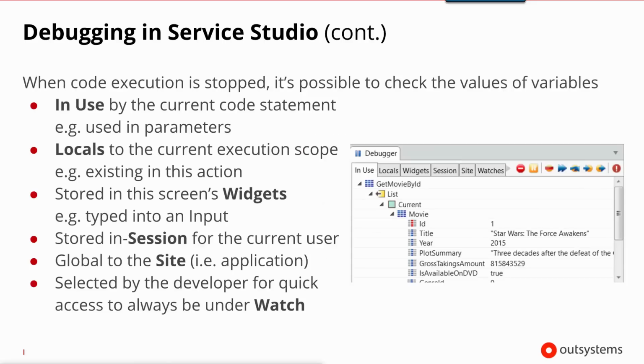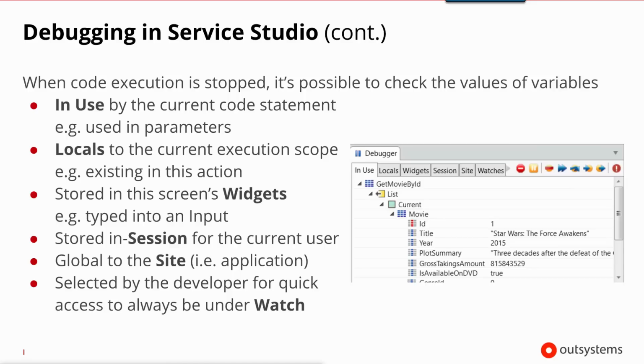Now when the code is stopped, you can look at the value of the variables. And you have several sub-tabs in the debugger area. In the In Use tab, you can see all of the variables that are involved in the current statement and actually the outputs of the previous statement. In the Locals tab, you can see all of the variables and all of the outputs that are local to the current context. Next, in the Widgets tab, you can see all of the values of the runtime properties of every widget on your screen.